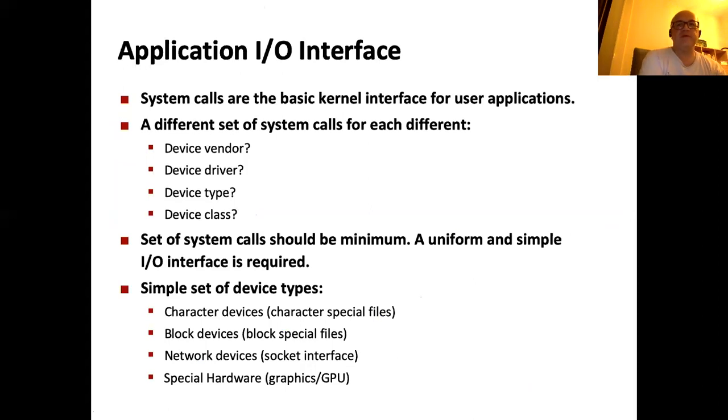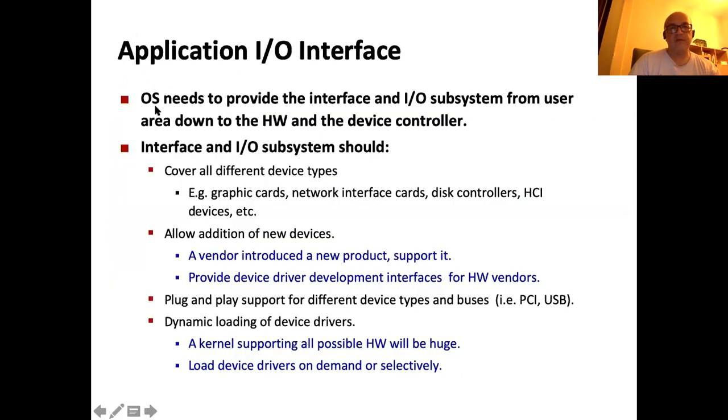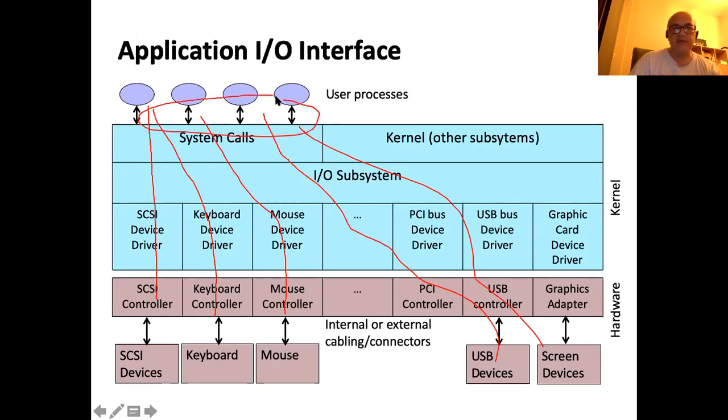So this complexity, different vendors, different drivers, different types, different classes, is quite large. And one major problem here is if you try to get a different API for SCSI, a different API for keyboard, a different API for mouse, different API for USB device, Bluetooth, and so on, you will end up in a very complicated API here, or system API, or set of system calls here. So you need to minimize your system calls.